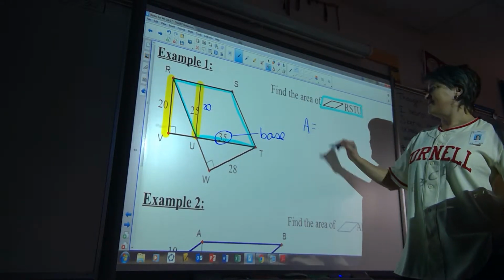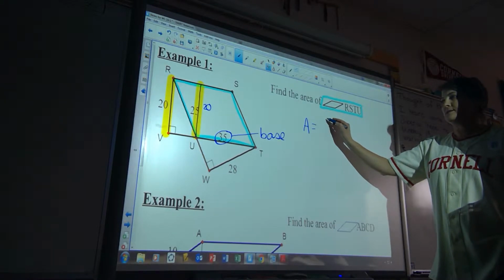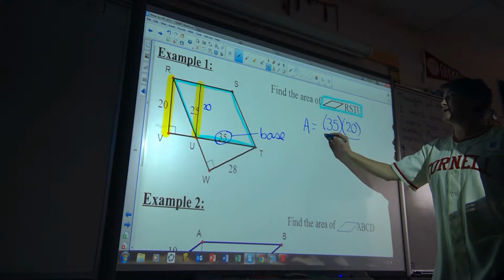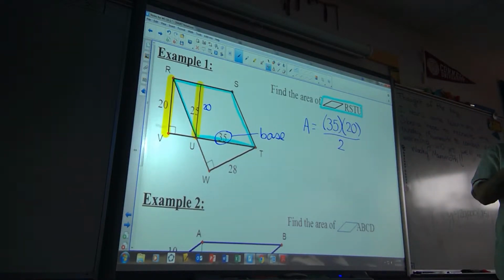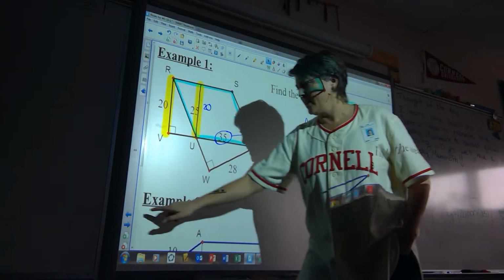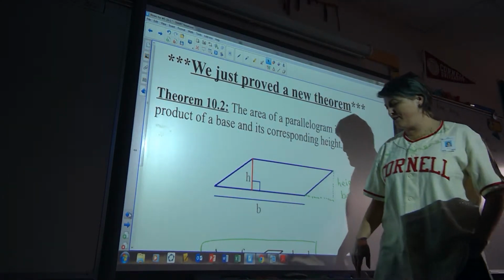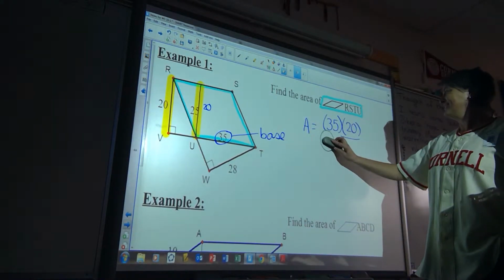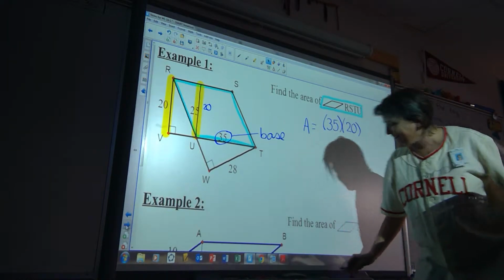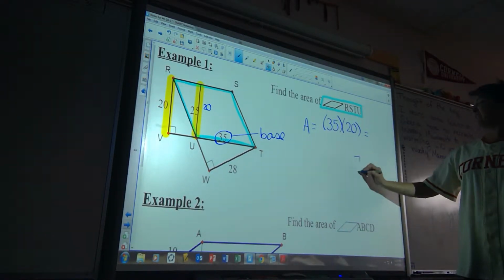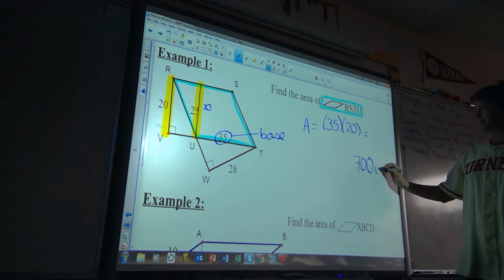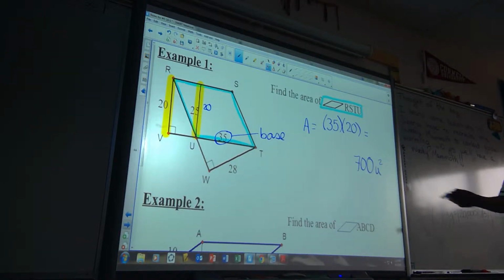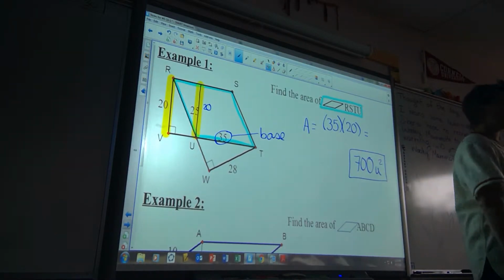So our area is the base, 35 times the height, 20, divided by 2, right? Hold on a second. Like, wait, what? What did I do? You're right. That doesn't get divided by 2. All right. So what is that? That's 700. And we're going to call that units squared. If it doesn't have units in the problem, please do include units squared.